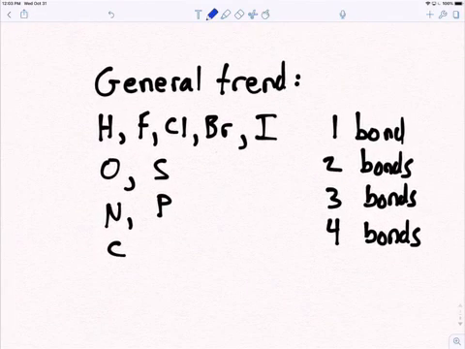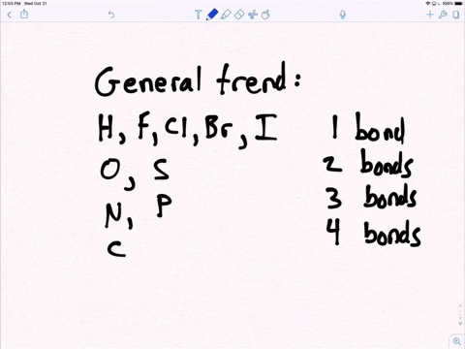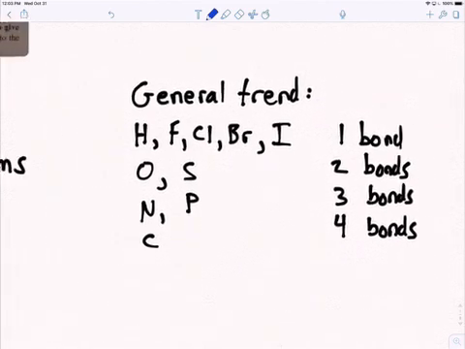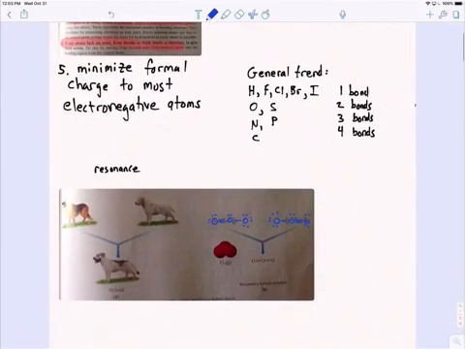And out of curiosity, who had chemistry in high school? So okay, half the class. That's good. Did you do Lewis structures? Yeah, okay. You probably used this trend. Didn't do any of the complicated ones.